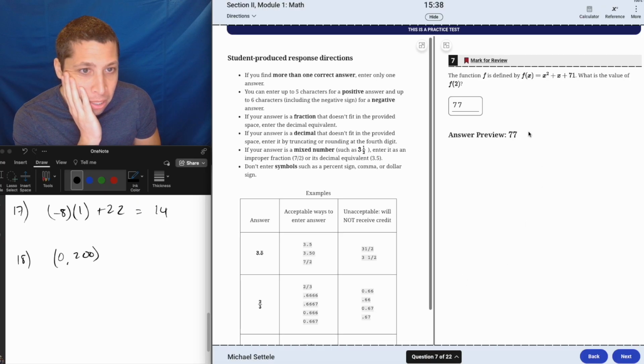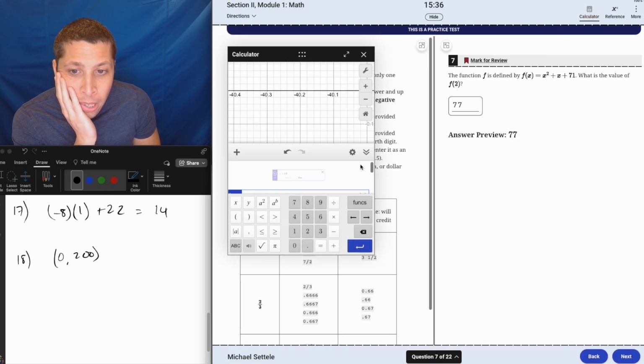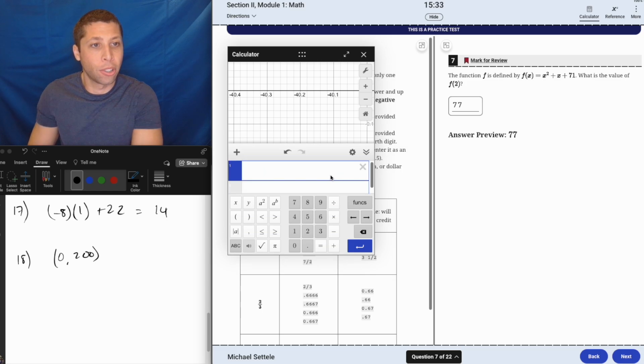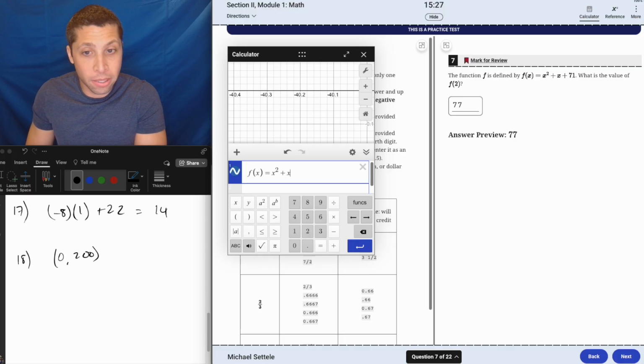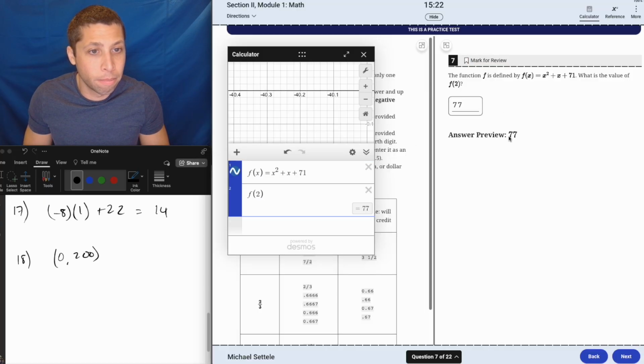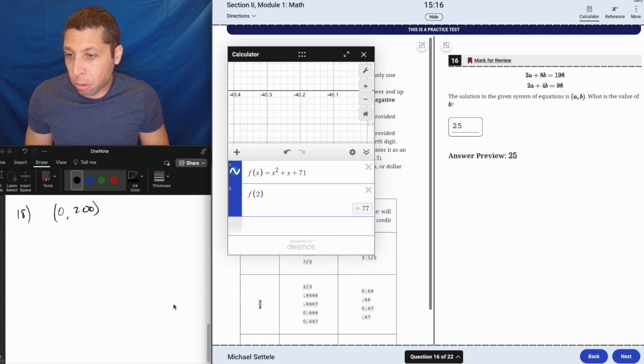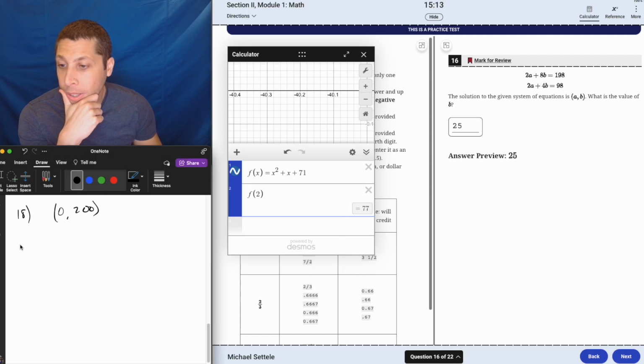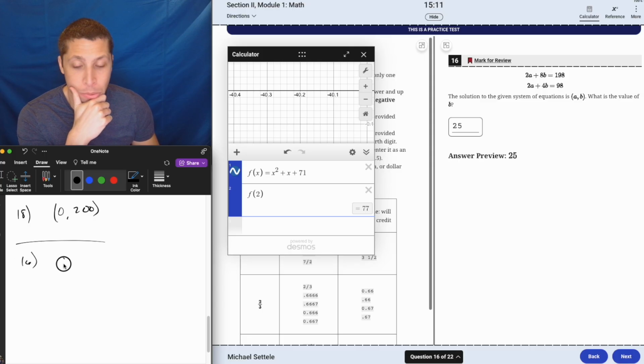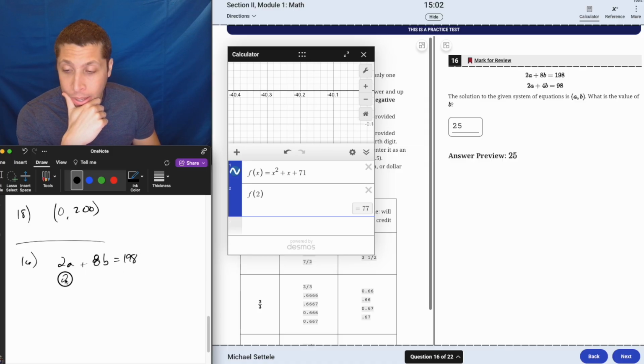Anyway, going back, let's do some of these easy ones with the calculator. All right, so f of x equals x squared plus x plus 71. And we want f of 77. Done. Cool. 16. This one I'm doing algebraically. Okay. So 16, part 2. 2a plus 2b, or 8b, equals 198. And 2a plus 4b is equal to 98.